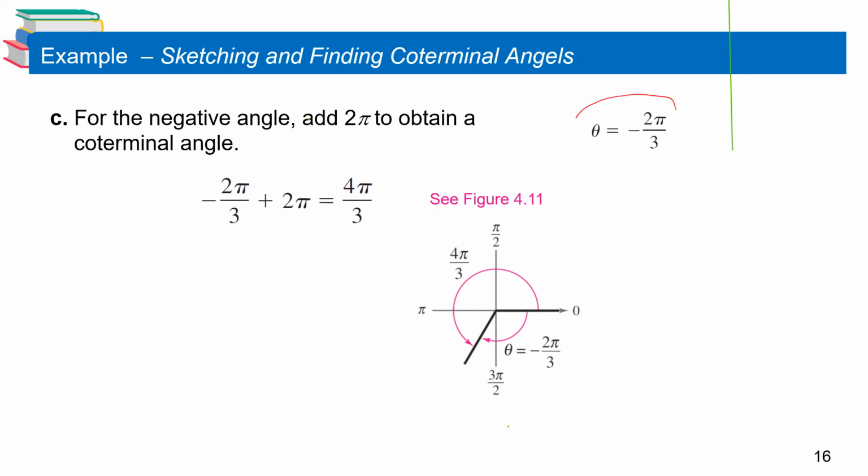If you have a negative angle, like theta is negative 2 pi by 3, you don't subtract but you add 2 pi. In your previous example you subtracted 2 pi, but now you are adding 2 pi. So again, those two angles, negative 2 pi by 3 and 4 pi by 3, are coterminal angles. So you should remember both. If it is negative, then you add. If it is positive, then you subtract.